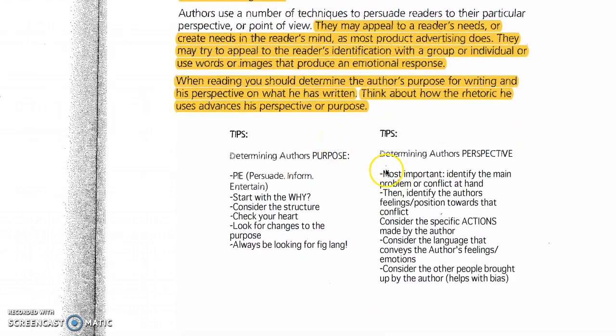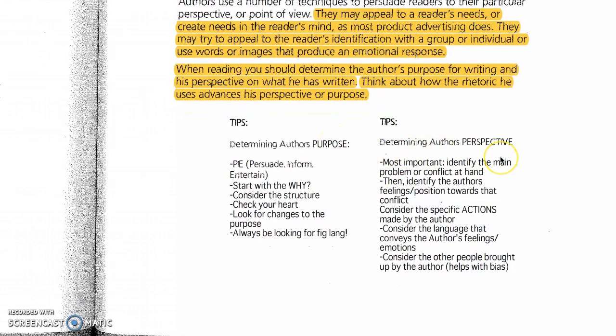The next thing I think you should probably pay attention to is perspective, obviously. So these are a little bit longer. Most importantly, identifying the main problem or conflict at hand. Anytime you're reading, especially with nonfiction pieces, you have to identify what the conflict is, whether it's from the author's perspective, like they wrote the piece, or somebody else's perspective. You have to identify what the issue is, what they're talking about.